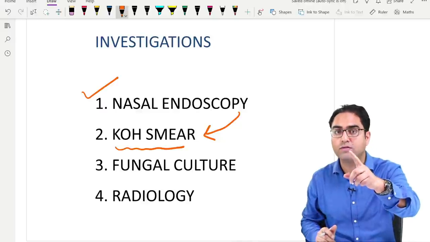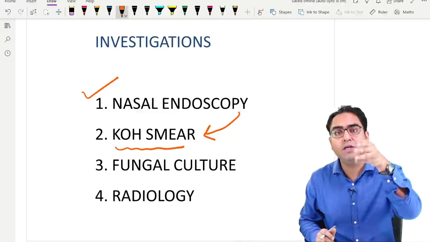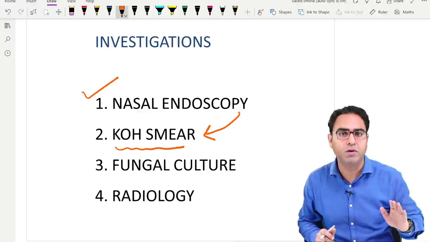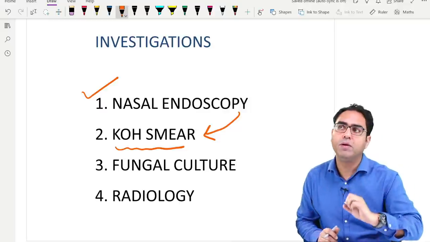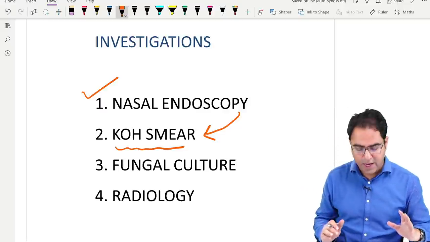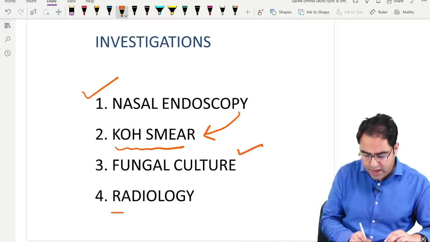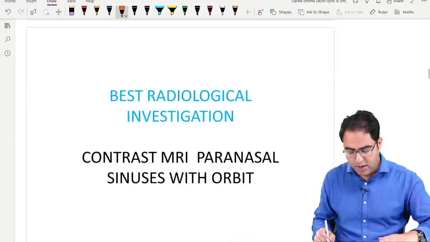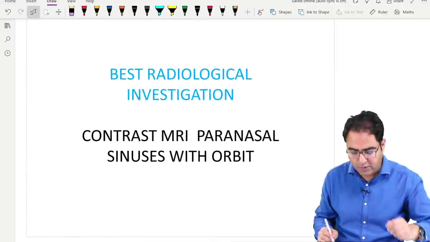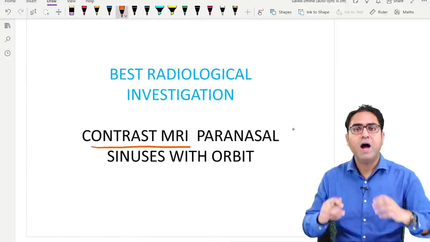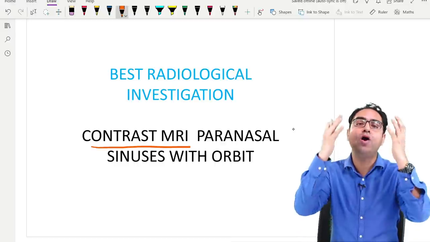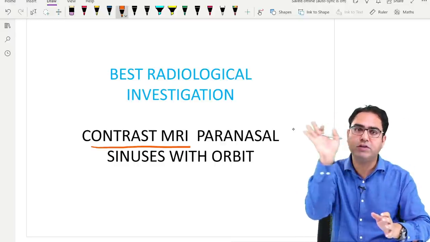That can be a question in your exam, beta. You have to prove the fungus is within the tissues, not on the surface of the mucosa of the nose, beta. So it's a histopathological diagnosis. You prove that fungus is there. You can ask for a fungal culture, which doesn't really work. And radiology is the mainstay again. Now, radiology, the best radiological investigation is contrast MRI, beta. You have to do the MRI of the sinuses along with the orbit, beta. Orbit is the neighbor which is getting involved.